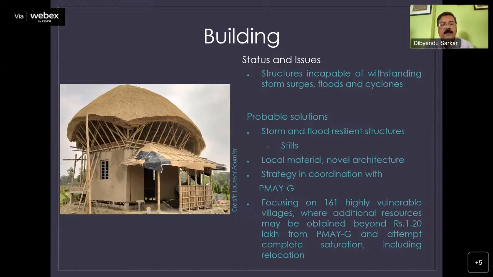resilient housing stock. It's possible if the scale is limited. But right now the 1.2 lakh, 1,20,000 rupees, which is usually given to households for construction of a shelter, is absolutely inadequate. So this has to be augmented. Maybe if we think in terms of some special interventions, some kind of special strategy can be thought of. Okay, go to the next one.